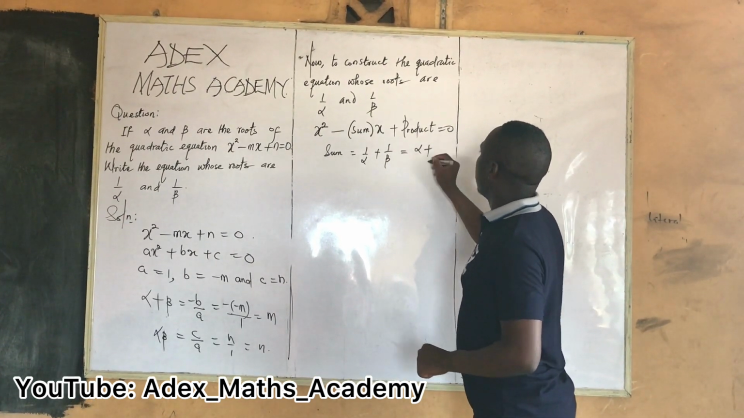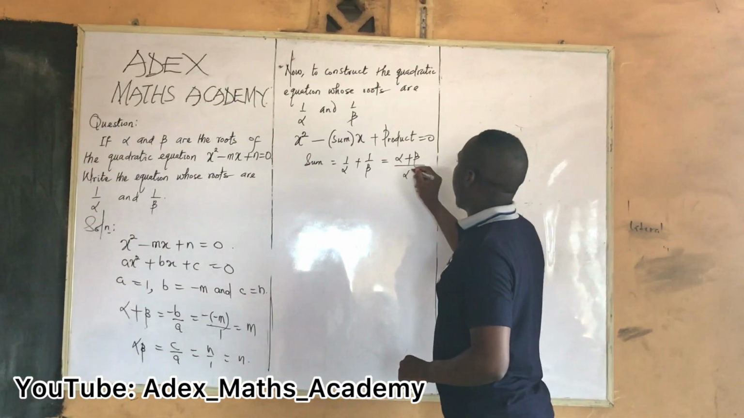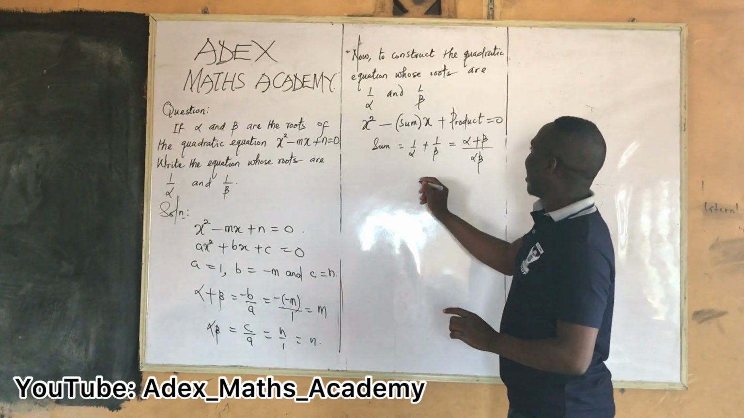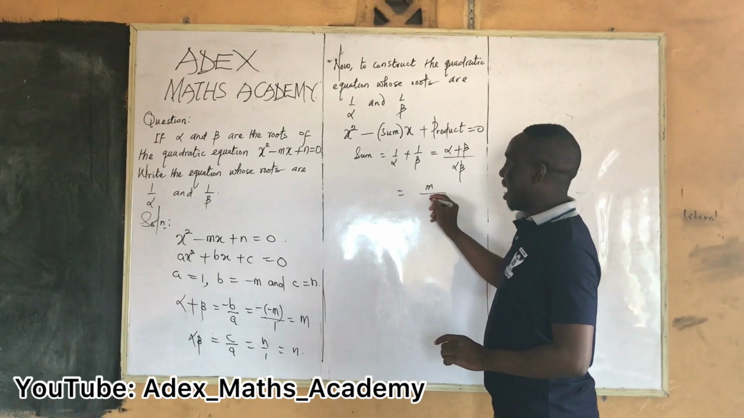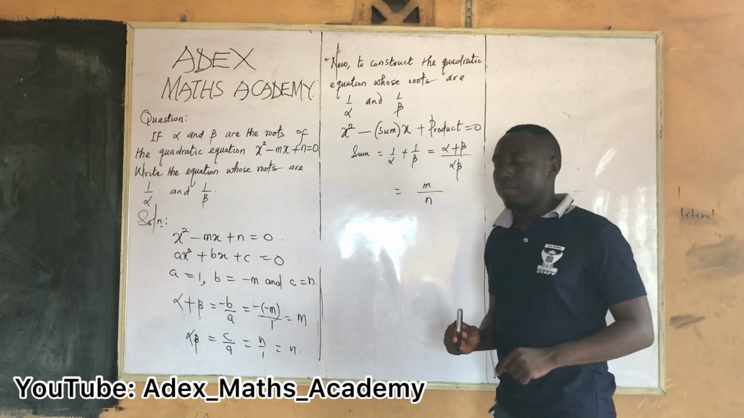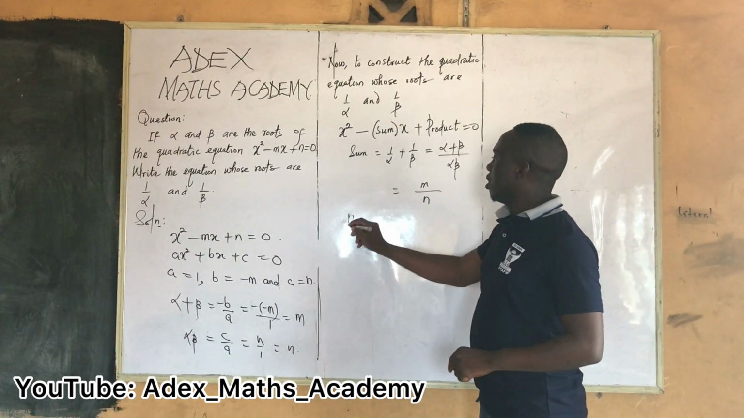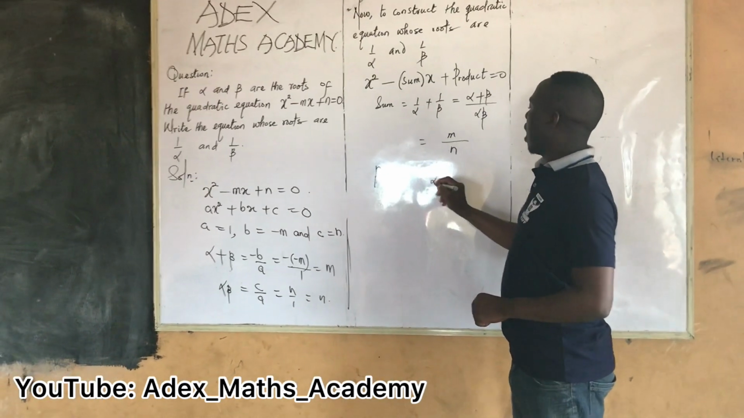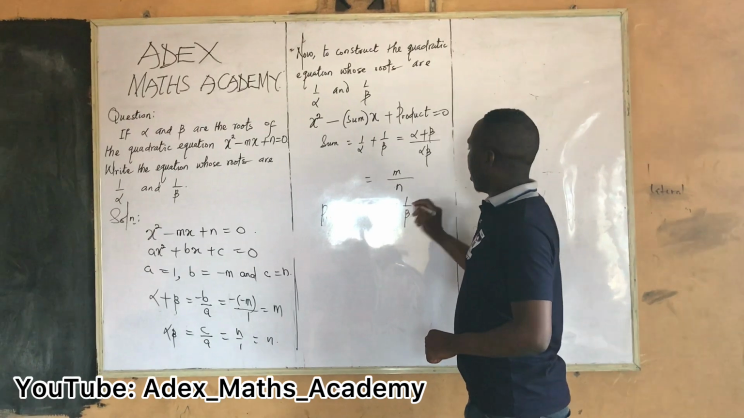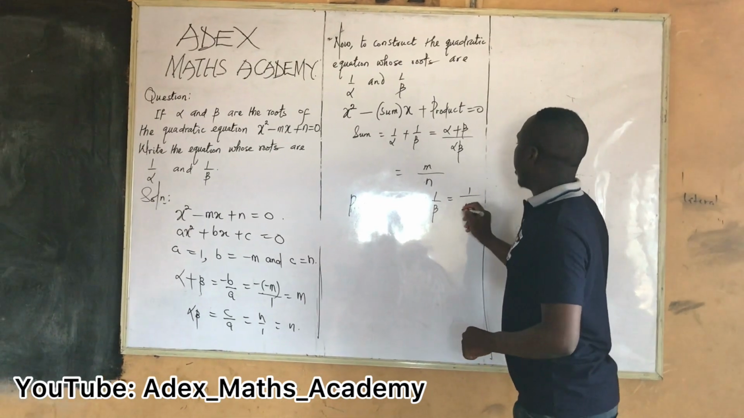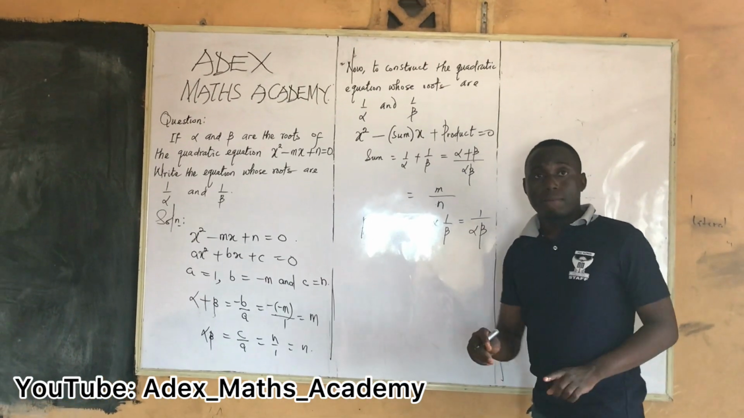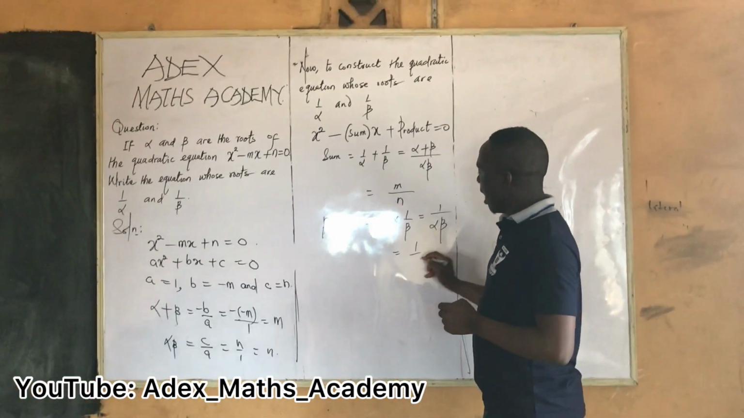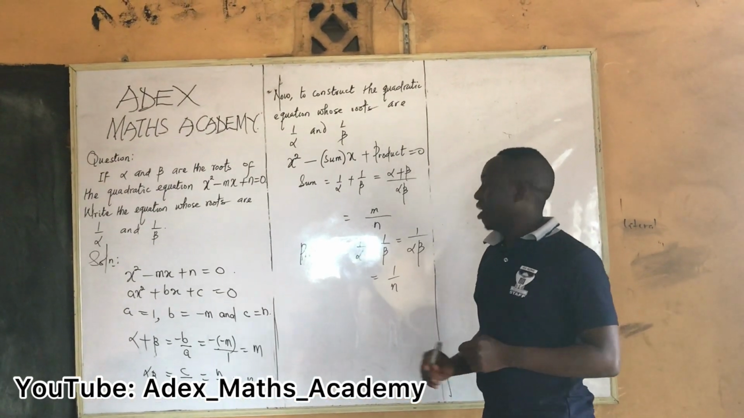The sum of the roots equals 1 over alpha plus 1 over beta, and this equals alpha plus beta over alpha beta. And we know that alpha plus beta is m, and alpha beta is n. This is the sum. And for the product, we have the product of the roots equals 1 over alpha times 1 over beta, and this equals 1 over alpha beta. But alpha beta is n. Then we have this as 1 over n.